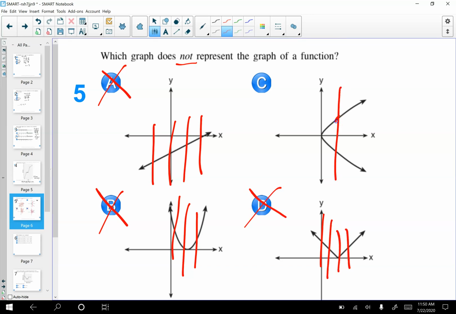Here, once you get those two intersection marks at point C, or for part C, I should say, it is no longer a function. So remember, graphs, functions, vertical line test. If it hits it twice, it is not a function.